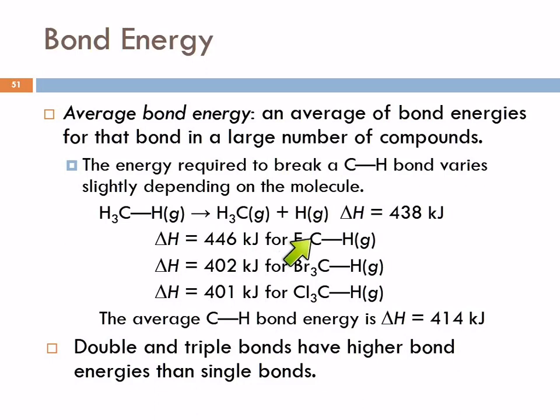If we put 3 fluorines on that carbon, it takes 446, so it's more energy. If we put 3 bromines, it's 402. If there's 3 chlorines here, it's 401. So the energy varies a little bit depending on the exact molecule that carbon-hydrogen bond is in. But they come up with an average of 414. And double and triple bonds are going to have higher bond energies because they're shorter and stronger.